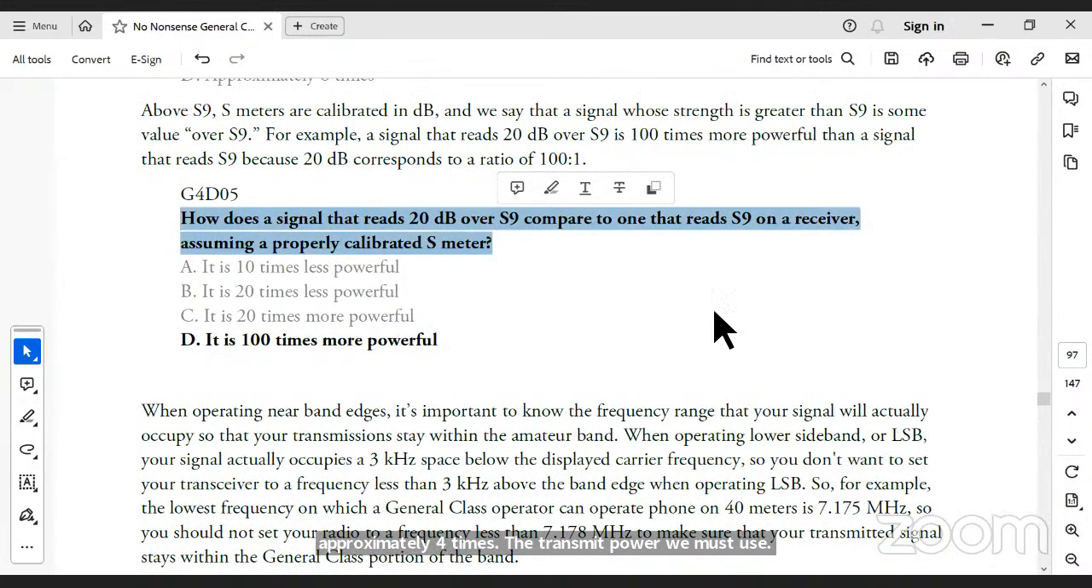How does a signal that reads 20 dB over S9 compare to one that reads S9 on a receiver, assuming a properly calibrated S meter? So we did say to go from S9 to 20 dB over S9, it is a 100 times increase in power.